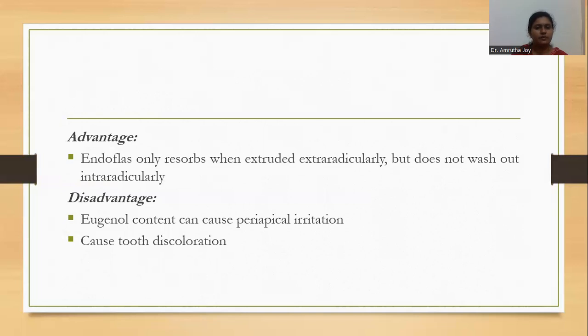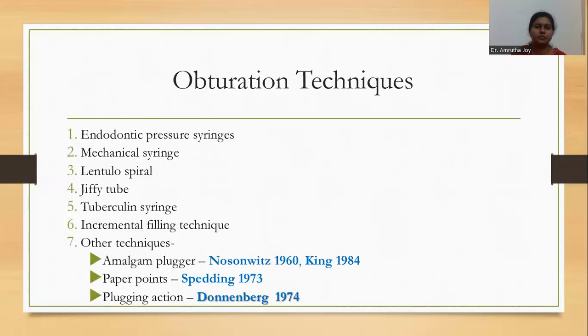An advantage of Endoplas is that it only resorbs when extruded extraradicularly, and it does not wash out from the intraradicular space. That is, the hollow tube effect is not seen with Endoplas. A disadvantage is that the eugenol content can cause periapical irritation and tooth discoloration if it reaches periapically.